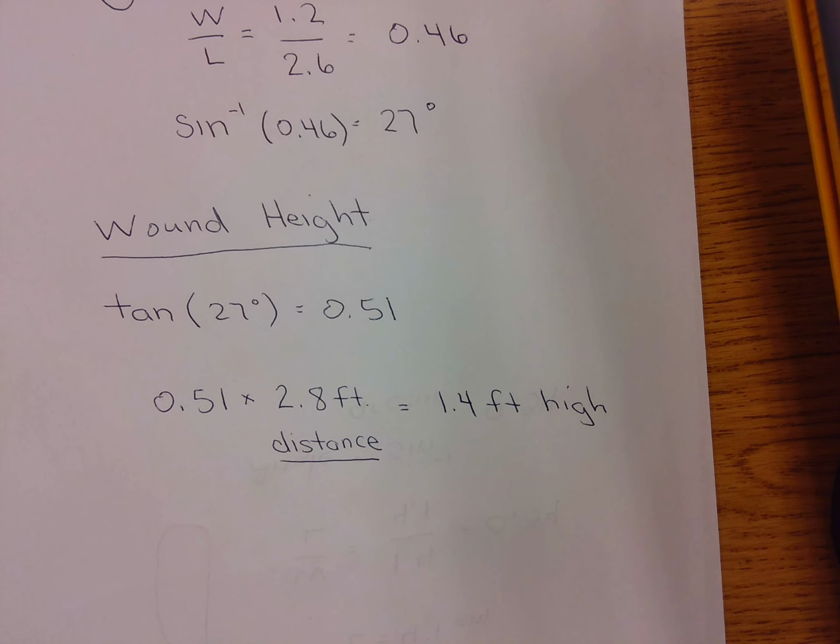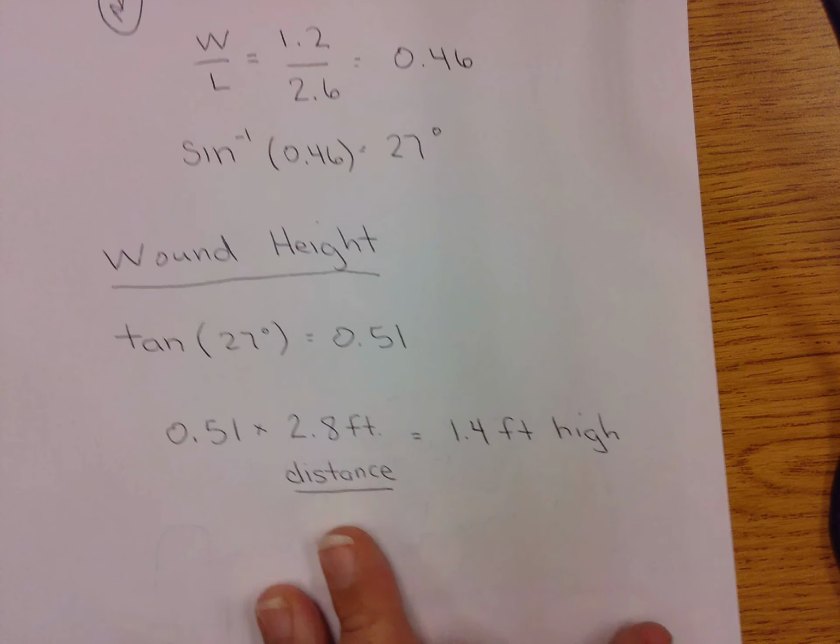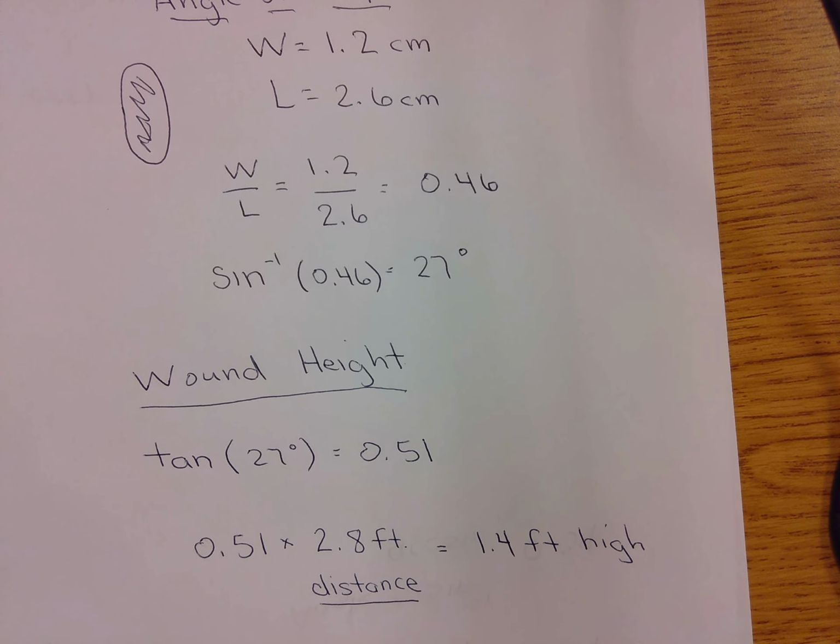So that's not very high. So the person might have been sitting on the ground, kneeling on the ground when they got the wound, because it came from 1.4 feet off the ground. So anyway, that's the quick math for that. Hopefully you wrote some stuff down, or you can watch this again to help you with 6.4.